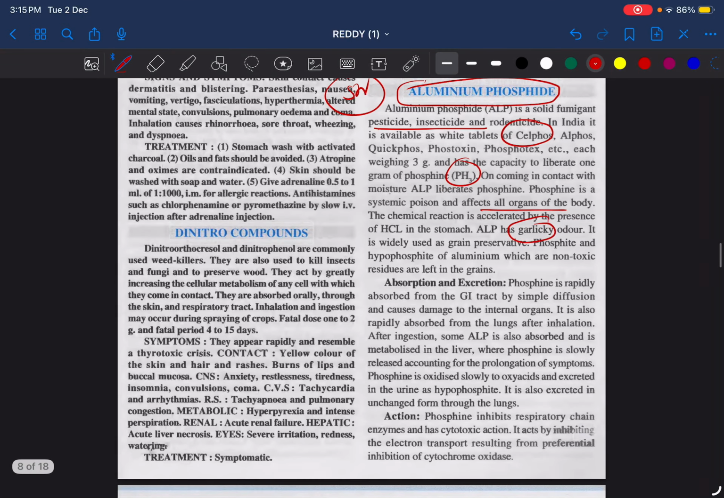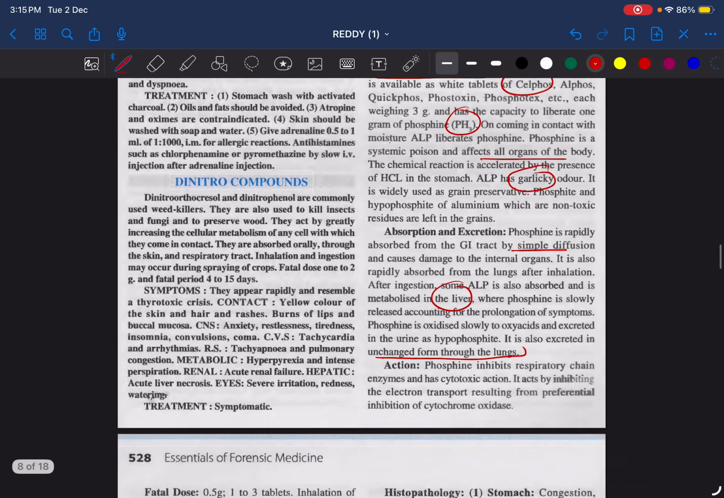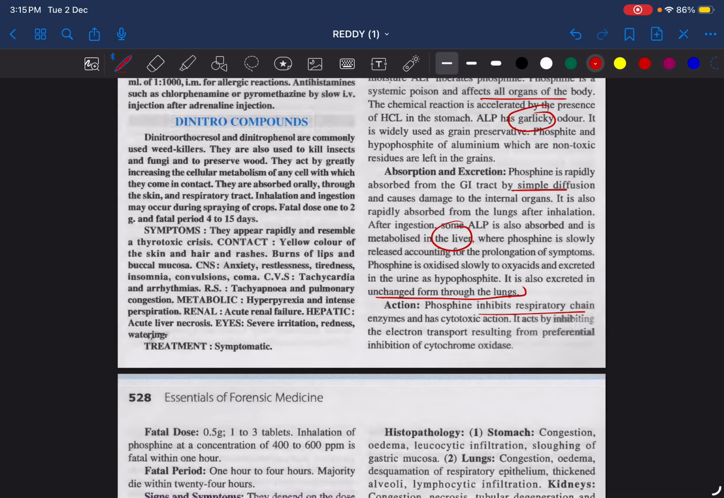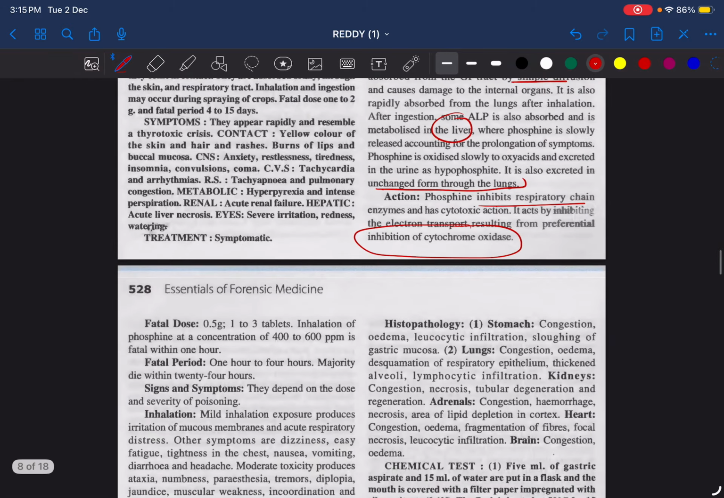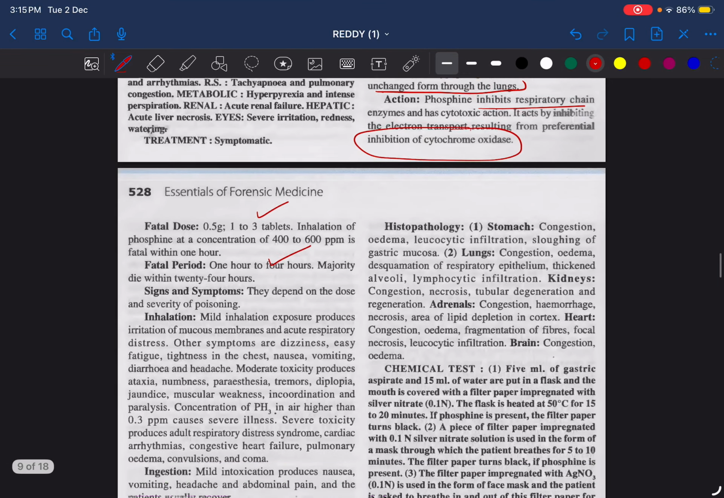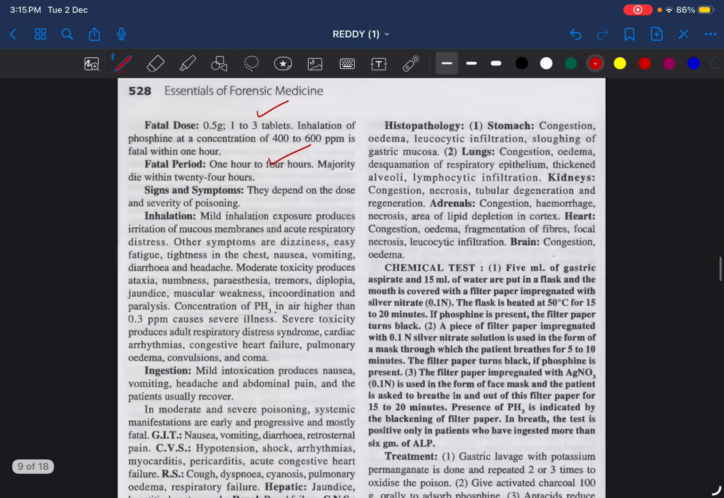Coming to the absorption and excretion, phosphine is rapidly absorbed from the GI tract by simple diffusion, and it is also metabolized in the liver, especially the phosphine gas, and this phosphine gas is excreted in unchanged form through the lungs. And coming to the action, it inhibits the respiratory chain. Okay, it has a cytotoxic action. We have the respiratory electron transport system; it actually inhibits the cytochrome oxidase. And the fatal dose is 1 to 3 tablets. Fatal period is 1 to 4 hours. Very fatal, aluminium phosphide.